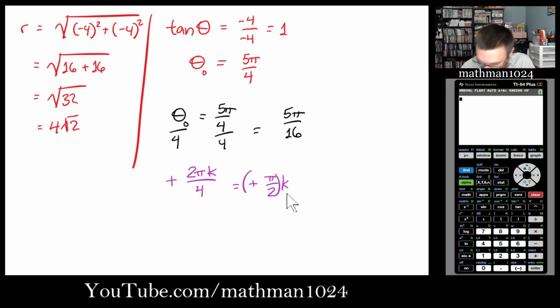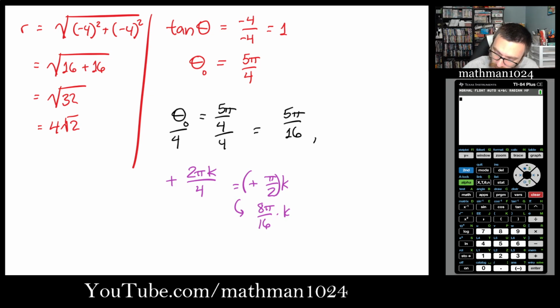So with the 0, this is going to be your first one, right? What's your next one going to be? Well, your next ones will be adding pi over 2 to that. So I don't know about you, but sometimes I have a hard time adding fractions, especially if I keep doing it over and over again. So what I like to do is, instead of adding pi over 2, make it out of 16ths. So this is going to be 8 pi over 16 times k. So we're going to be adding that each time.